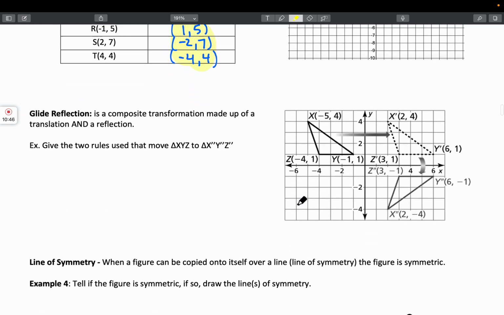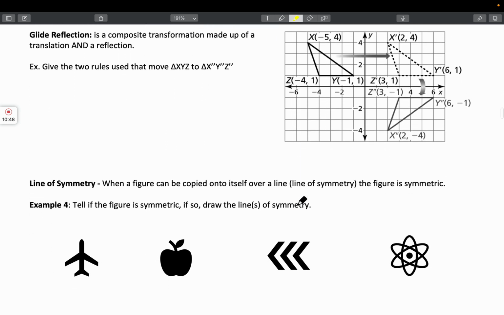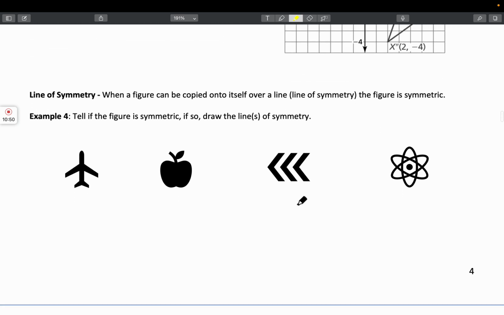All right, for our final example here today, we're going to scoot down and talk about lines of symmetry. When a figure can be copied onto itself over a line, known as the reflection line or the line of symmetry, then we say that that figure is symmetric. So tell if the following figures are symmetric. If so, draw a line of symmetry.